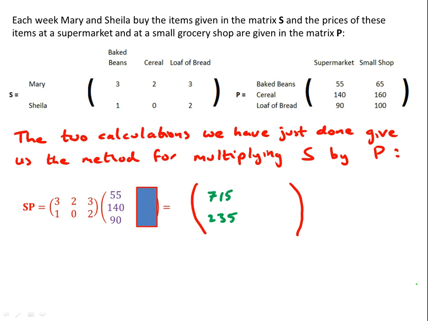Now we need to block off the first column and concentrate on the second column of P. So the top entry is going to be 3 times 65 plus 2 times 160 plus 3 times 100, which gives us 815. The bottom entry is going to be 1 times 65 plus 0 times 160 plus 2 times 100, which gives me 265.